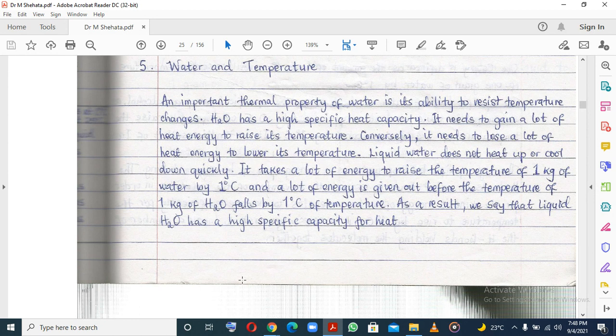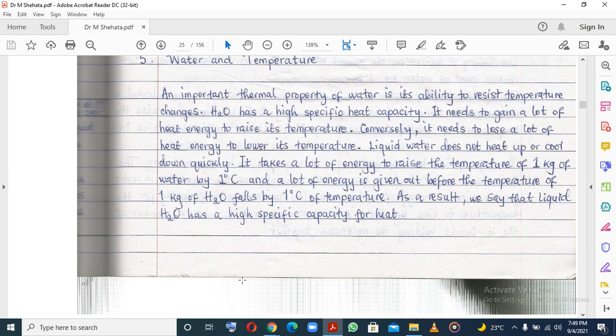So liquid water does not easily heat up or cool down. So again, that's very, very important. So now you may be wondering, how does water do this, and how is this important to our lives? So that's what we'll be looking at. Okay, so because it's got a high specific heat capacity, it means that it takes a lot of energy to raise the temperature of 1 kg of water by 1 degree Celsius. And also a lot of energy has to be given out before the temperature of 1 kg of water falls by 1 degree Celsius. So again, that's just something that we've been talking about.